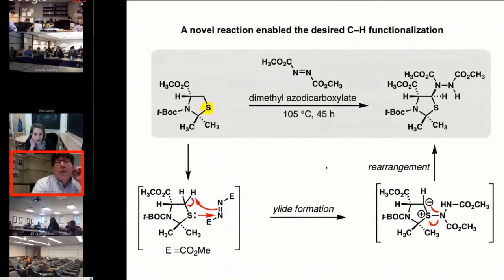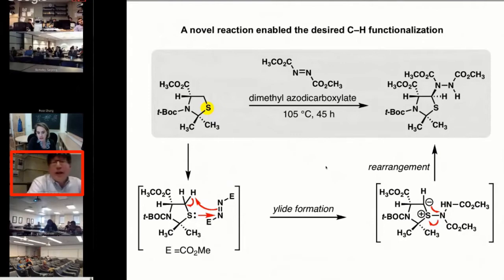They built a thiazolidine, and they discovered if you allow that thiazolidine to react with dimethyl azodicarboxylate, you can achieve the desired CH functionalization reaction by a mechanism that had no precedent before this work. So this was totally a novel reaction, and it was discovered after a fair amount of experimentation.